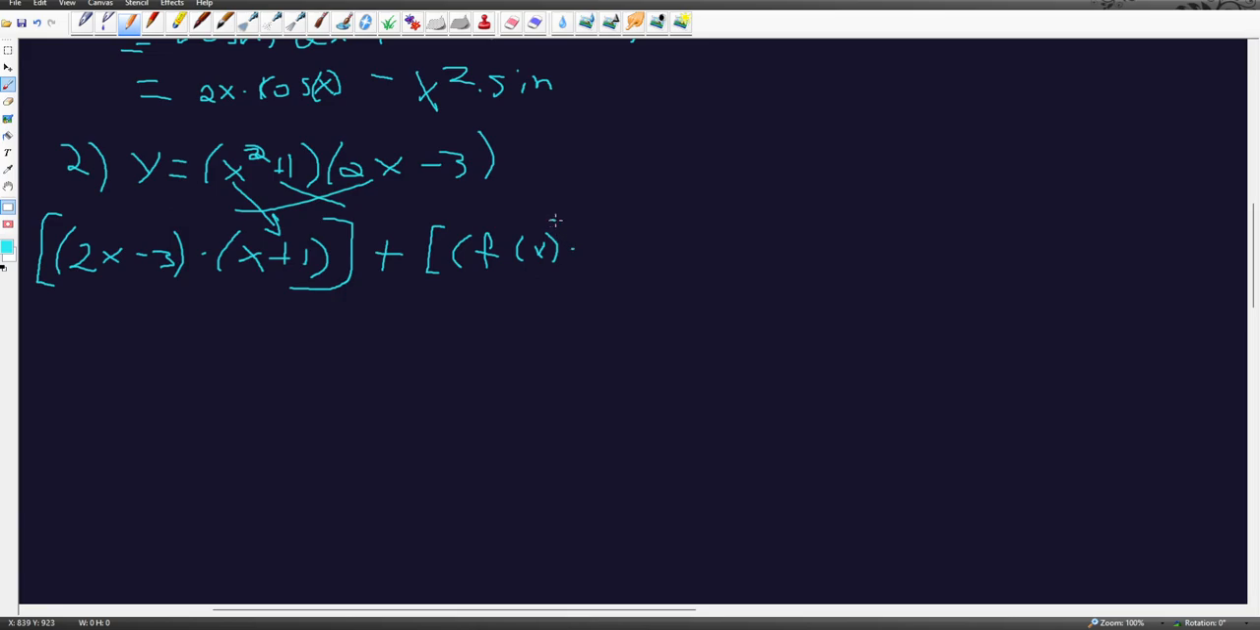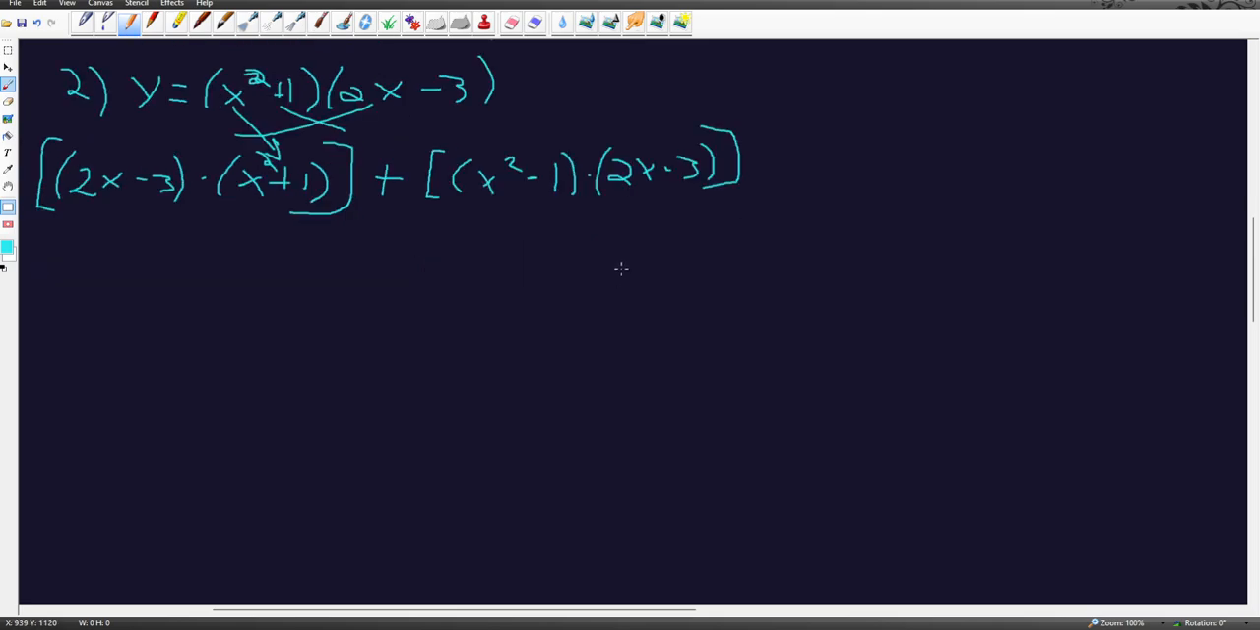Let's, I don't know why I wrote f of x. I think I do. Never mind. But x squared minus 1 times 2x minus 3. Okay, and I think I forgot to square for this one. My bad. Remember, math happens. I'll put the prime notation here on top of it.